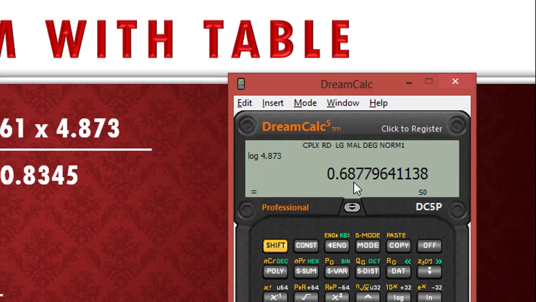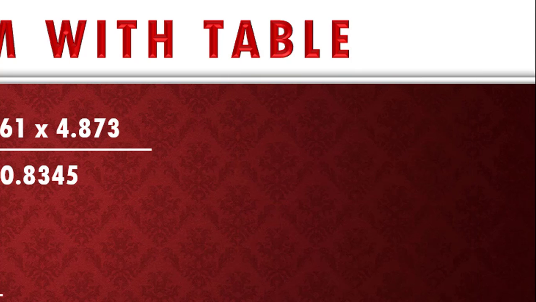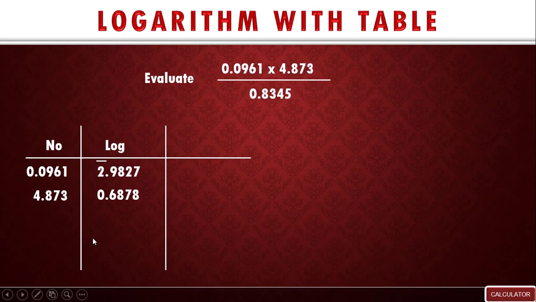So all you need to do is approximate. Since the mantissa needs to be 4 digits, we are approximating this 7 to 8. So we have 0.6878. Having gotten that, since we have a multiplication sign between them, we are going to obey the multiplication law.